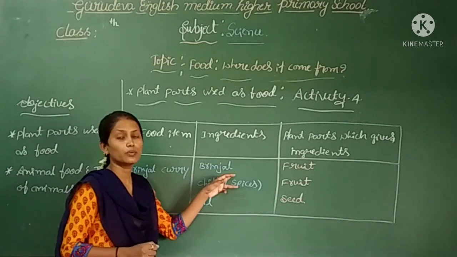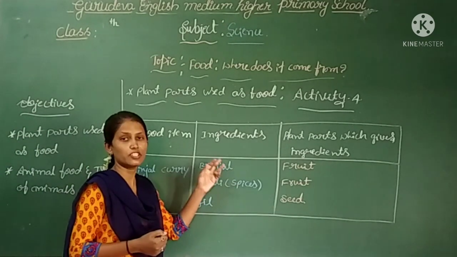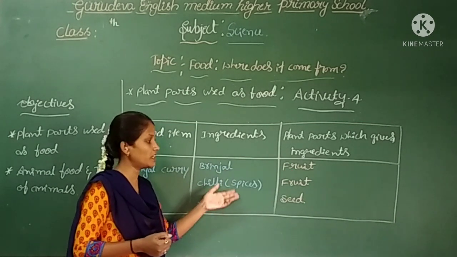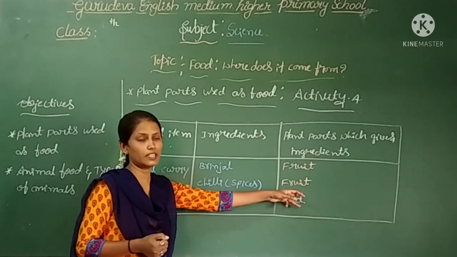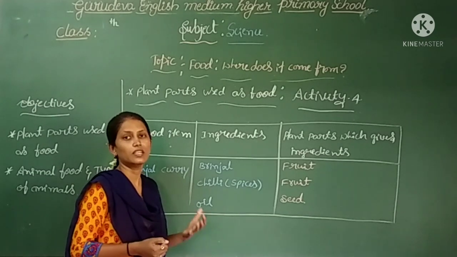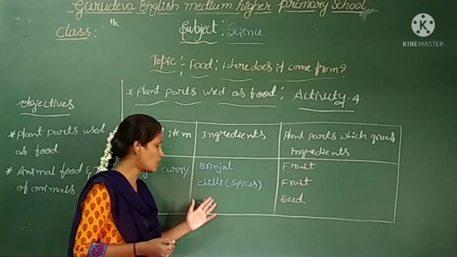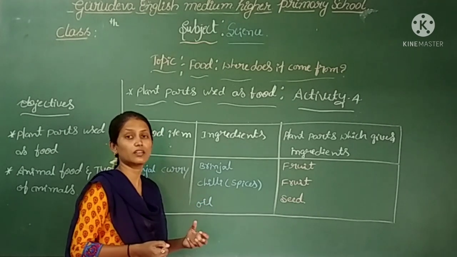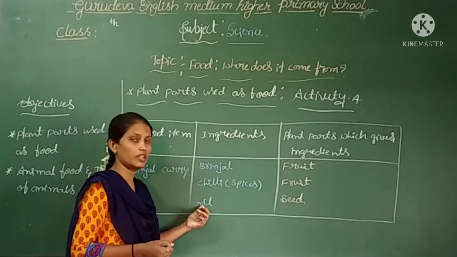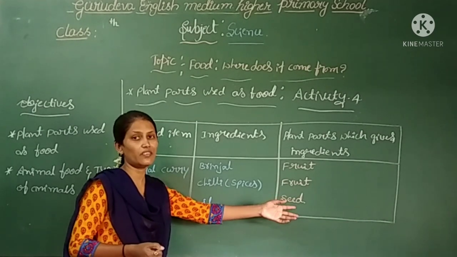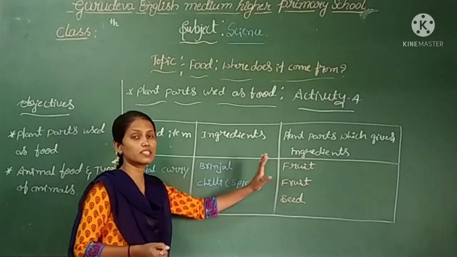Then brinjal, which part of the plant are we using here? Brinjal is the fruit part of the plant. Next, chili or spices we are obtaining. This is also the fruit part of the plant. Then oil, as we know, we are obtaining from the groundnut plant or mustard plant, etc. So this oil is obtained from the seeds. We are using mustard seeds and groundnut seeds to prepare the oil. So that oil belongs to the plant part which is the seeds. So this is one of the examples.